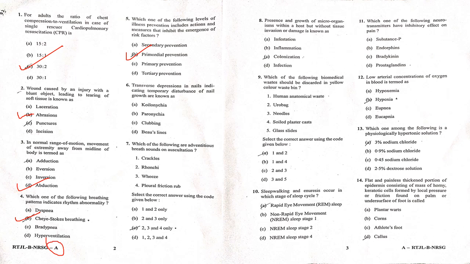6 number, transverse depression in nails indicating temporary disturbance of nail growth are known as Beau's line. Option D. Which of the following are adventitious breath sound on auscultation? এখানে সবগুলোই হবে 1 2 3 4. Option D. 8 number, presence and growth of microorganisms within a host but without tissue invasion or damage is known as colonization.